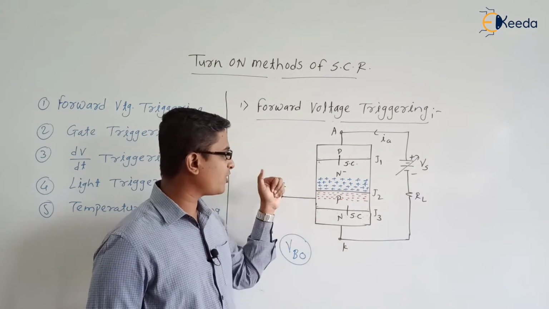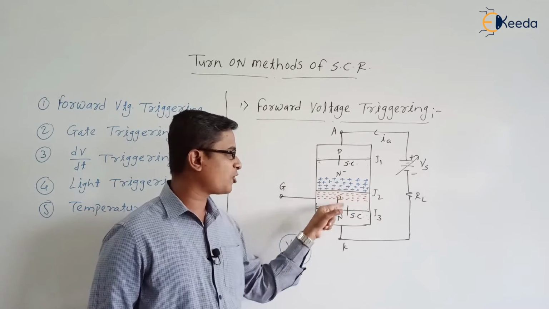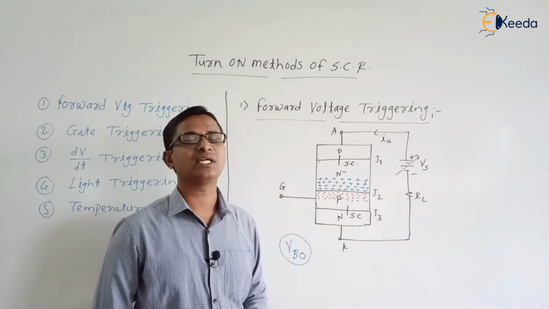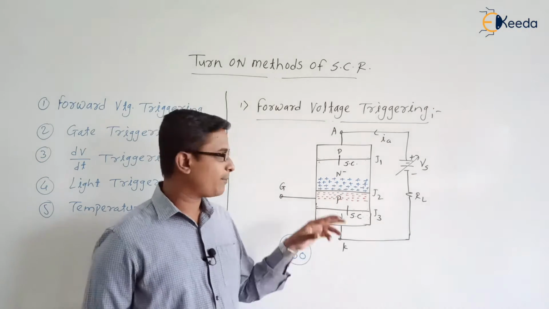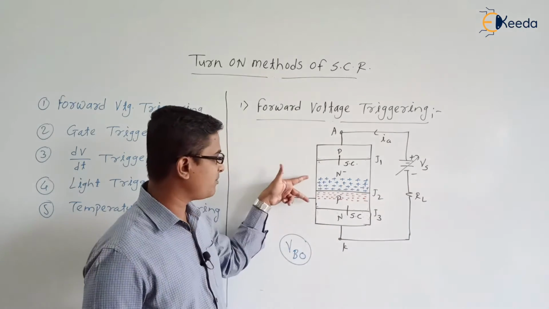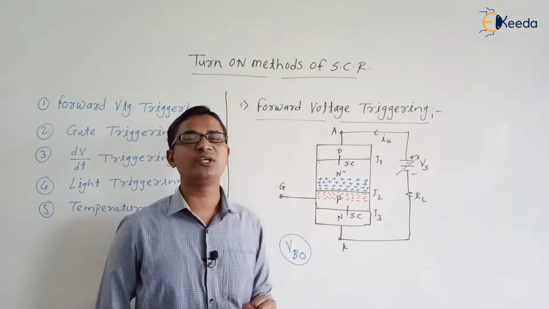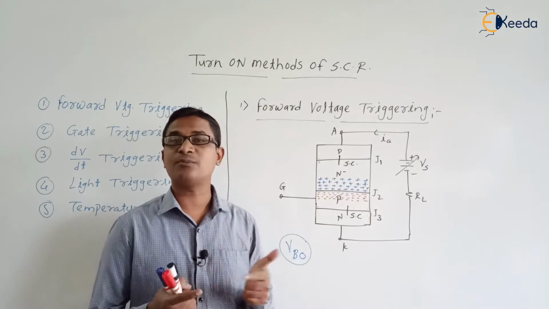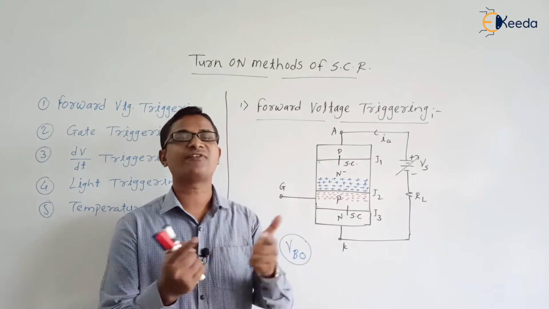After breakdown means what? Here we have a large number of charges present across the junction J2. But after the breakdown, all the charges will be free to move. So as we have a large number of charges and the charges are freely moving, okay?